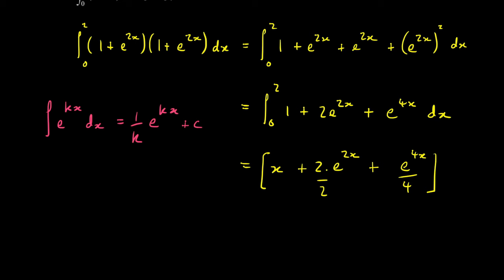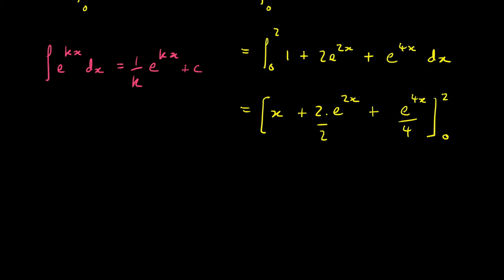And I need to substitute in my bounds 2 and 0. Firstly, I can simplify, can't I? Instead of 2 divided by 2, I'll just get rid of that, because 2 divided by 2 is 1. So now I'm going to substitute in my upper bound. So I substitute in 2, I get 2 plus e to the power of 4 plus a quarter e to the power of 8. And then I'm going to substitute in 0.